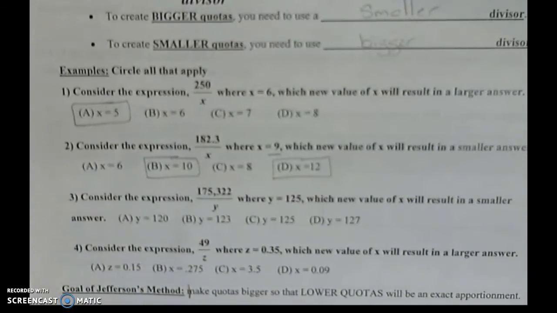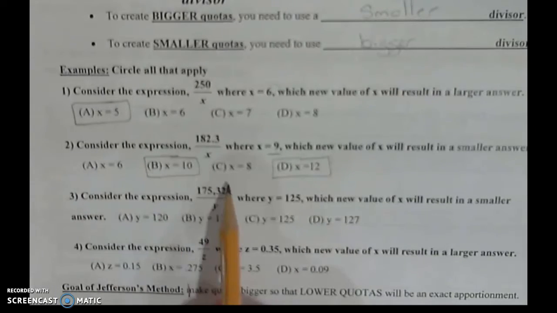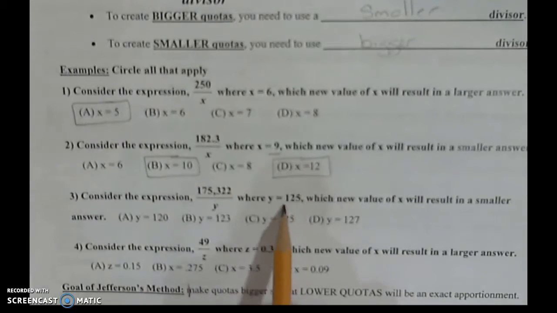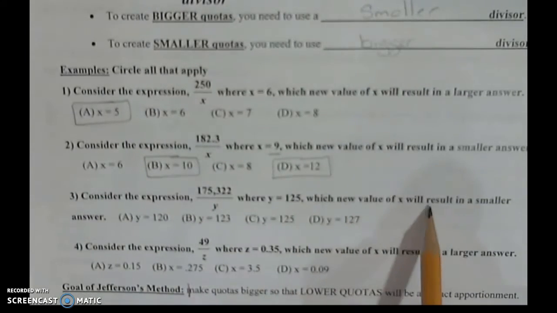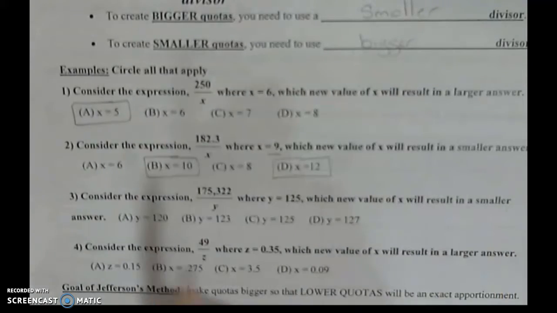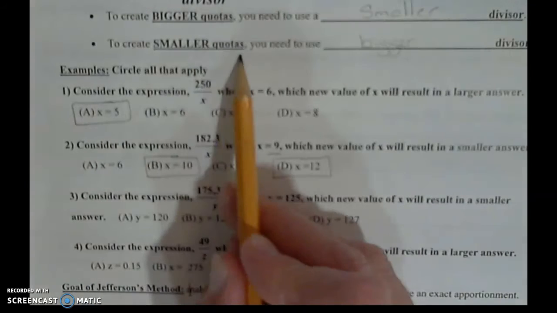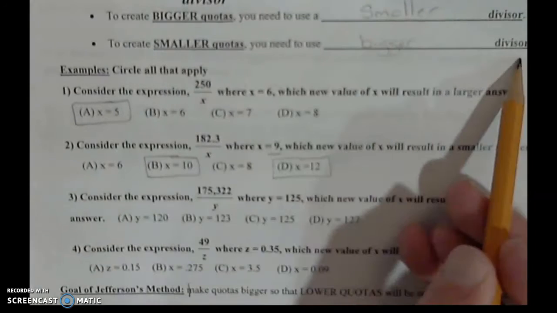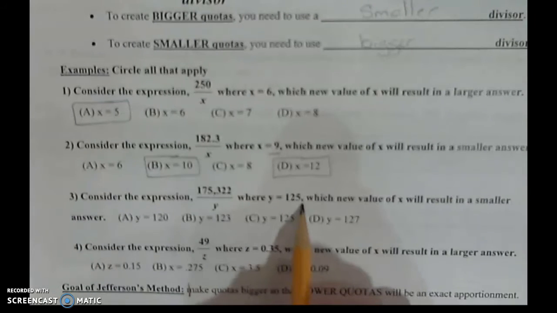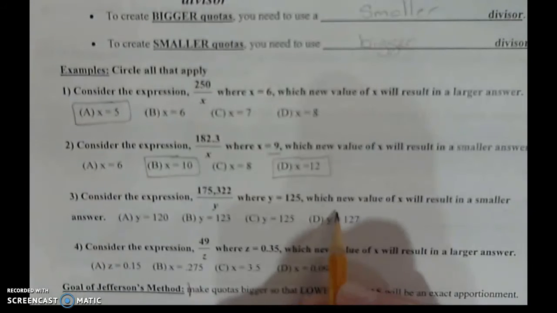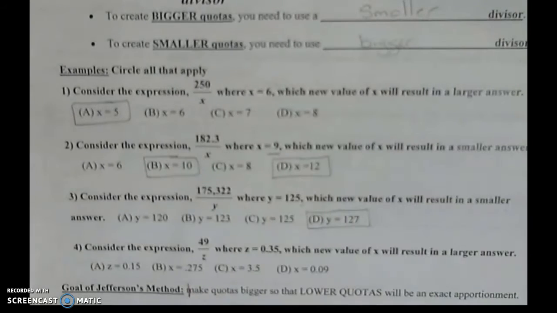Same thing with number 3. Consider the expression over y, where y is 125. Which new value of y will result in a smaller answer? So if I want a smaller quota, I need bigger divisors. So 125, I need to go bigger, which would be 127.